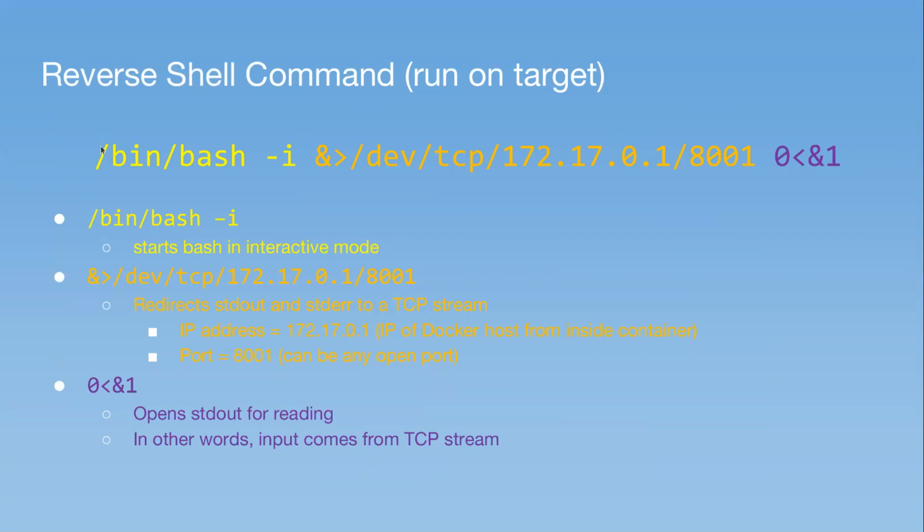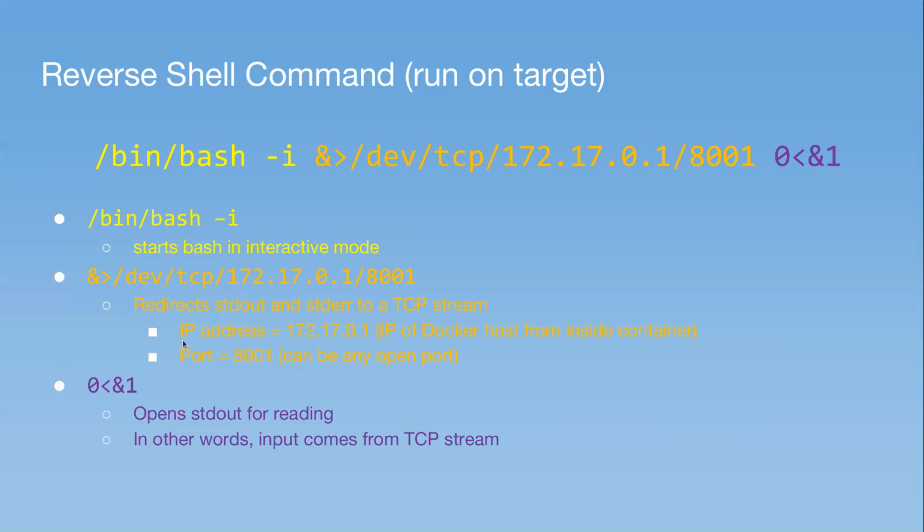On the target, we run this command. Now this is a bit of a mouthful, so I'm going to break it down. There are three parts to this command. The first part starts bash in interactive mode, but this can be any shell. We're just using bash in this case. The second part of this command looks a bit unfamiliar, but what it basically does is it redirects standard out and standard error to a TCP stream, which essentially means it redirects standard out and standard error across the network.